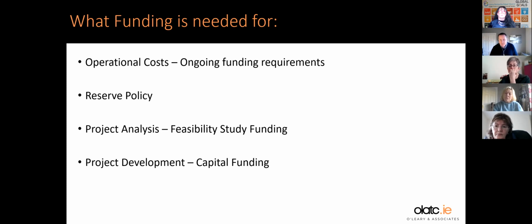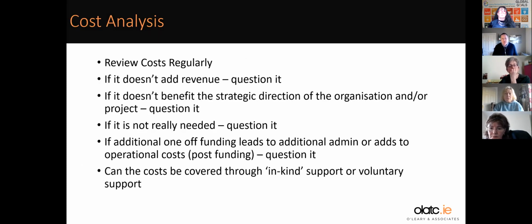And sometimes you can be buried in the amount of grants that are available and what might be applicable to you and not applicable to you. So what we're going to focus on today really is doing the research initially to see what's actually available to you, what's applicable to you, and what's worth going for. So again, we're looking at costs. Again, look at your costs regularly.